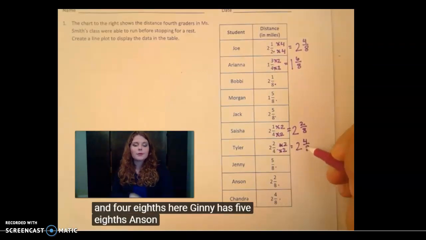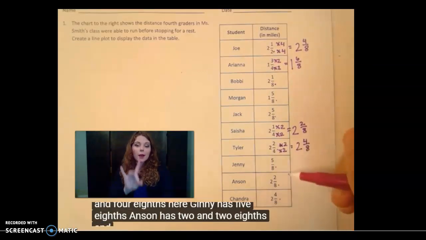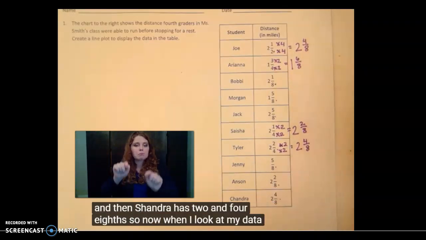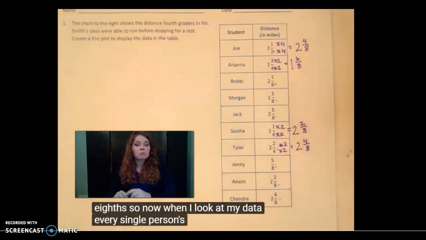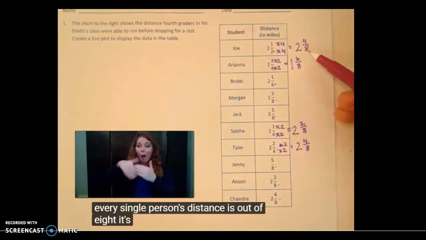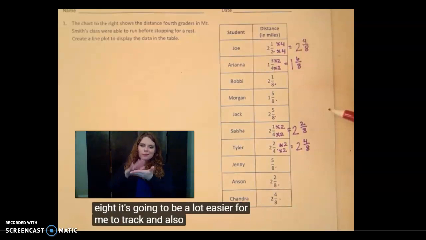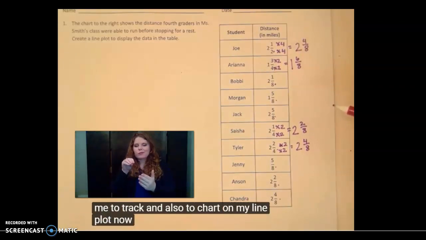Jenny has 5/8. Anson has 2 and 2/8. And then Chandra has 2 and 4/8. So now when I look at my data, every single person's distance is out of eighths. It's going to be a lot easier for me to track and also to chart on my line plot.